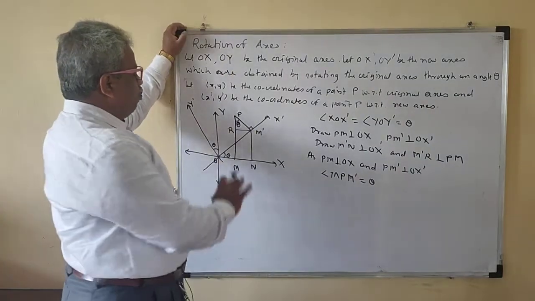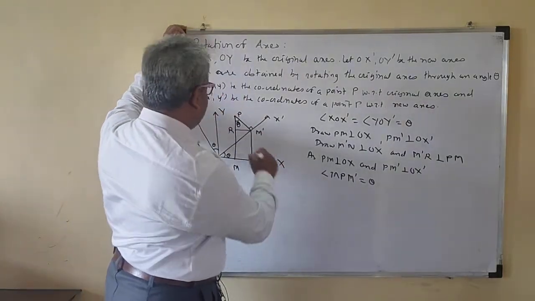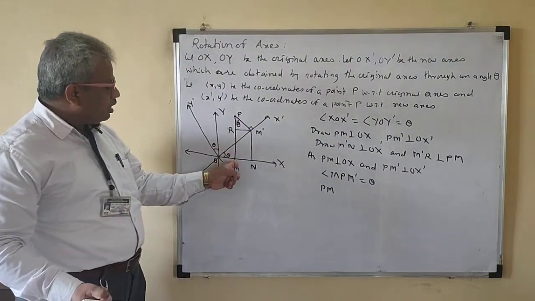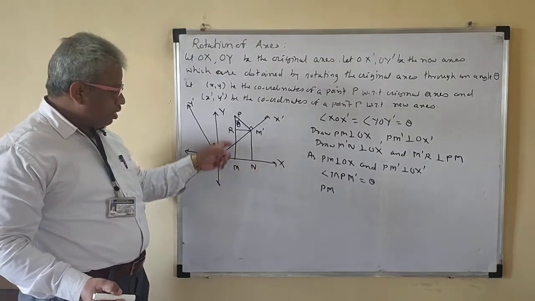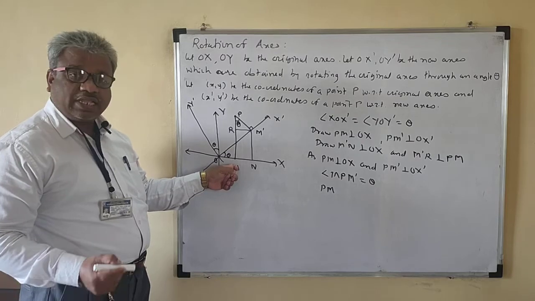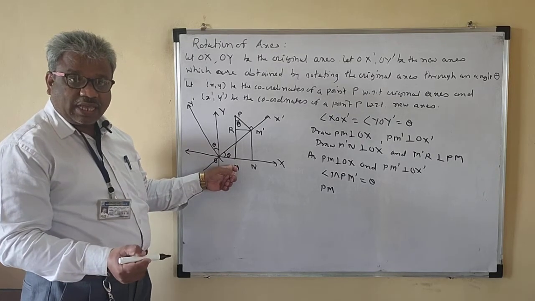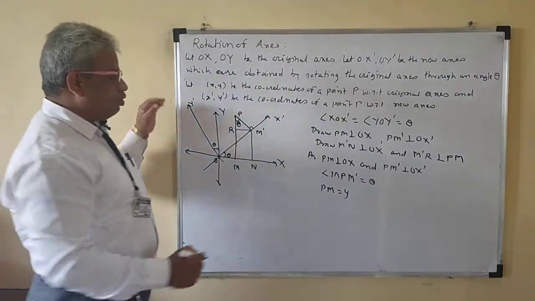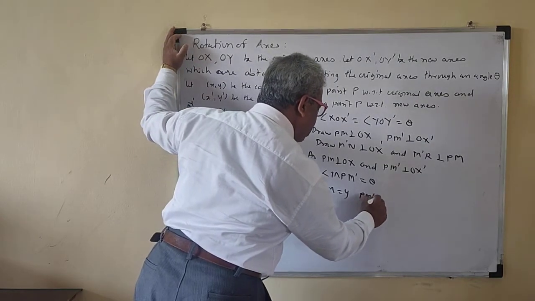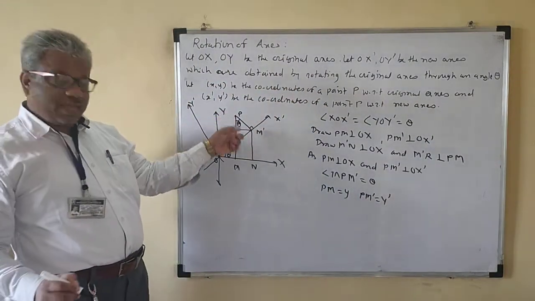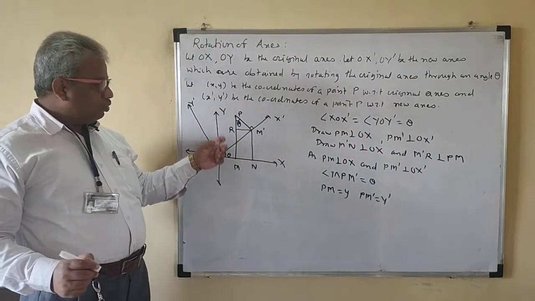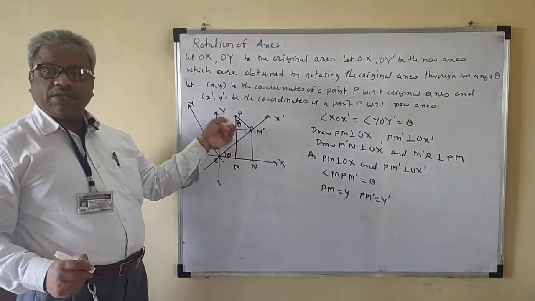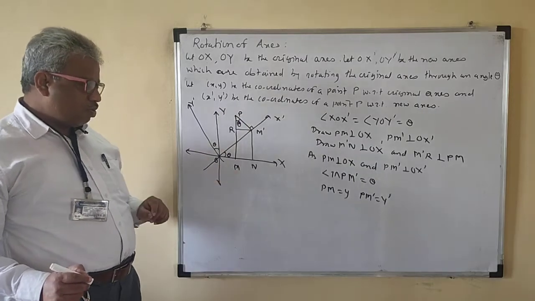Now we'll find some lengths. What is PM? PM is the perpendicular distance from the old x-axis, which is nothing but the y coordinate of that point. So PM is y. Now PM prime is equal to y prime, because PM prime is perpendicular to OX prime, and it is the distance of P from the new x-axis, which is nothing but the new y coordinate of P.